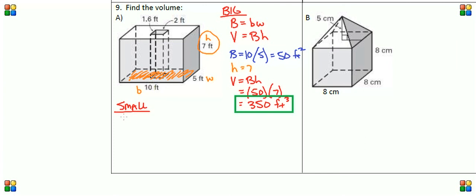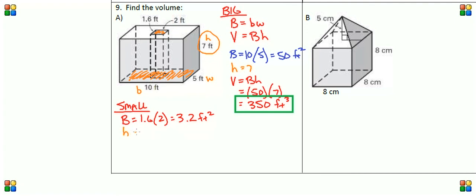The smaller one, we're going to have the base is equal to, now let's take a look. For the smaller prism, they gave us the measurements on top instead of on bottom. I can treat this top face as our base. So this is going to be 1.6 times 2. 1.6 times 2, that's going to be 3.2 feet squared. Our height is the same height as the larger rectangular prism because it's the same distance from the top face to the bottom face.